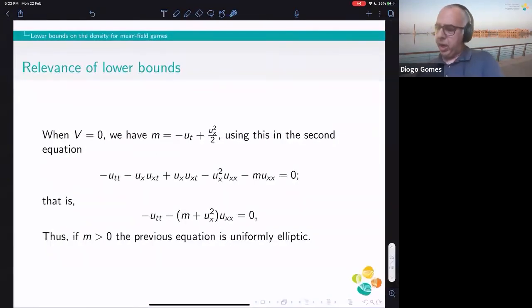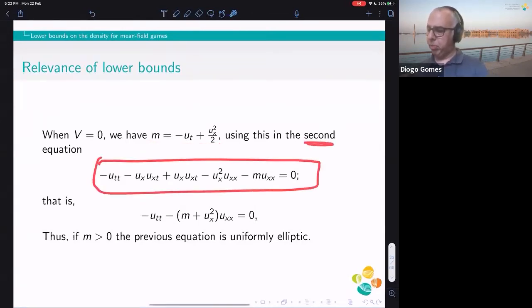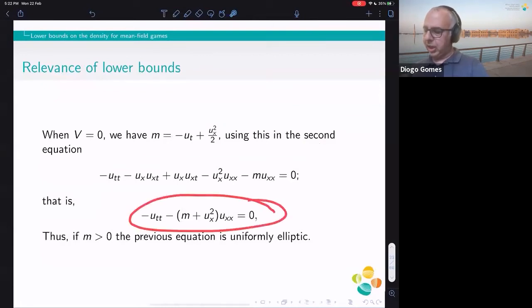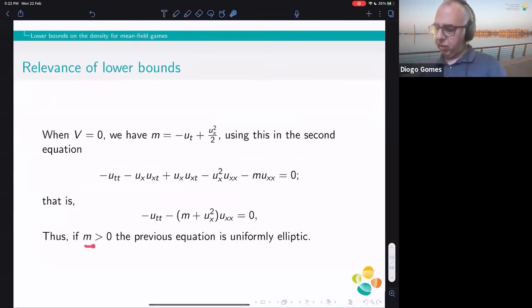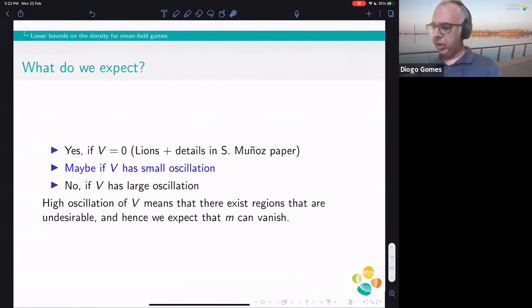So I know what m is, so I can use this in the second equation and I get some expression, which I reorganized. And you see that if m is positive, then the previous equation is elliptic, right? It's uniformly elliptic. So definitely this is something where we would expect to get some regularity theory.